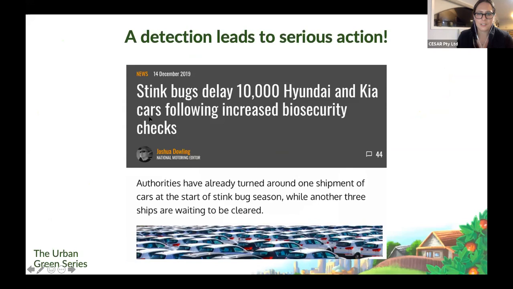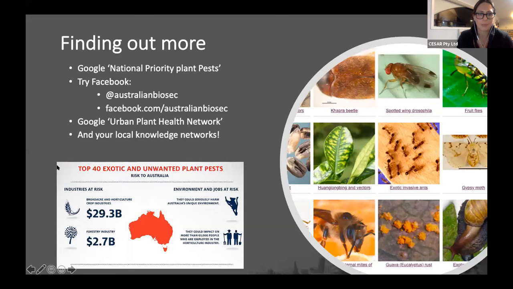So here's a news article from 2019, where a very large ship full of imported cars was turned around because a brown marmorated stink bug infestation was found on board. So a lot of people were waiting a very long time for their cars to come in after that had happened. If you want to know a little bit more, I suggest you Google national priority plant pests.